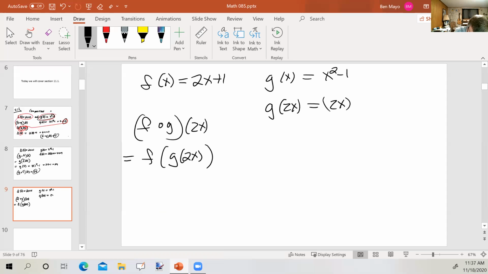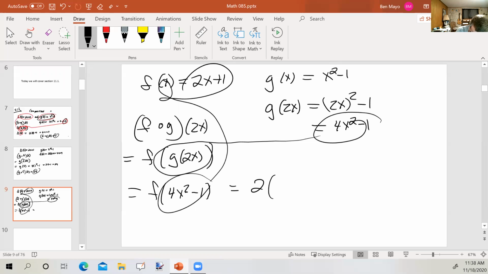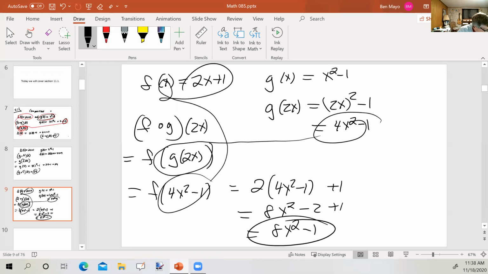So I get 2x, the quantity squared, minus 1, which is 4x squared minus 1. So this goes in the place of that. Now I have f of 4x squared minus 1, which goes up here: 2 times 4x squared minus 1 plus 1, which is 8x squared minus 2 plus 1, which is 8x squared minus 1. So there's your final answer. f composed with g of 2x equals 8x squared minus 1.